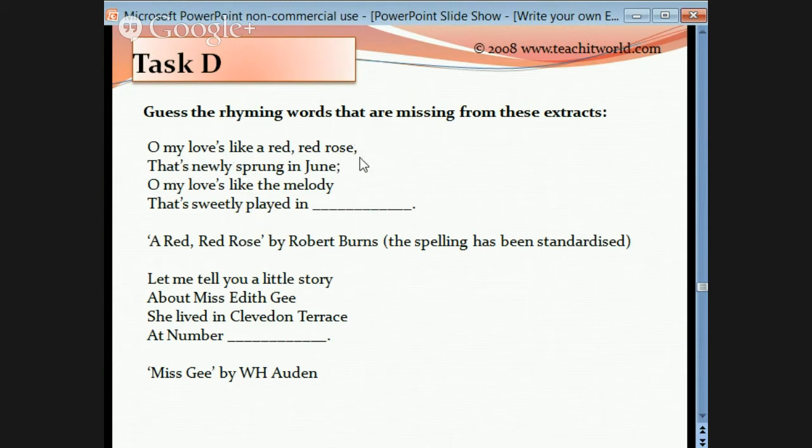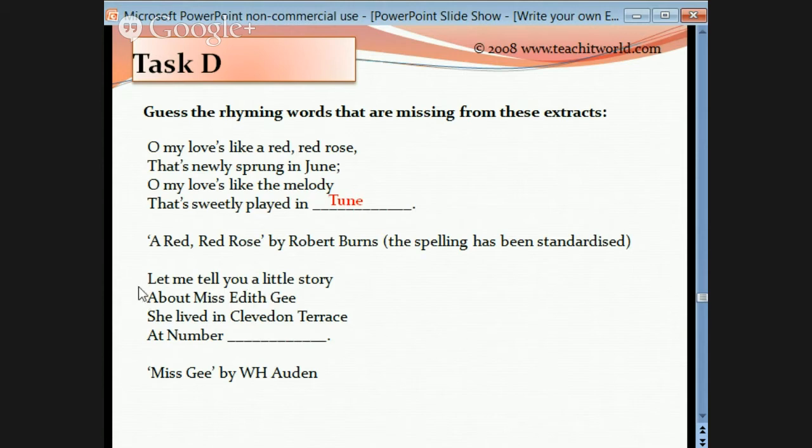So we've talked about a rose that grows in June, and then we start talking about love is like a melody. A melody is a piece of music. So now we're thinking about music. So we're going to find a word that rhymes with June that has to do with music. What's another word for melody that rhymes with June? Played in tune. Yes, exactly. Oh, my love's like a red, red rose that's newly sprung in June. Oh, my love's like the melody that's sweetly played in tune. You'll hear there's a bit of music that goes with poetry. There's an up and down of the way the phrases go, okay?